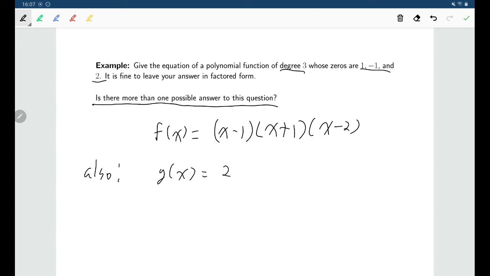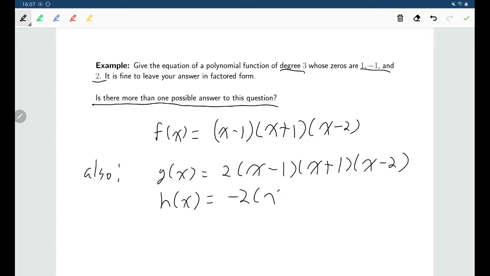So for example, if I were to take f of x and multiply it by 2, it would still have the 3 zeros of 1, negative 1, and 2, and it would still be a degree 3 polynomial. Or if I were to multiply everybody by -2, that would also have the same zeros and would also be degree 3, and so on and so on.